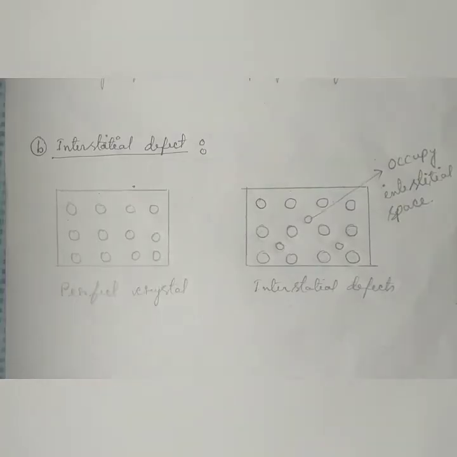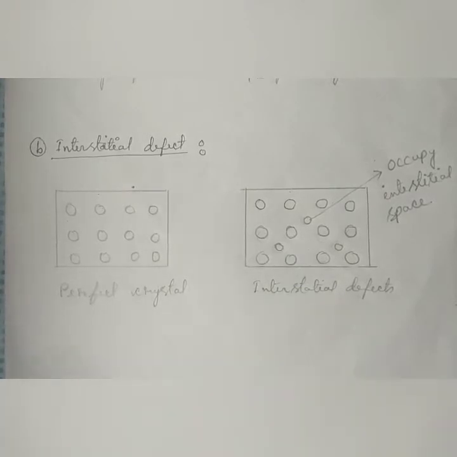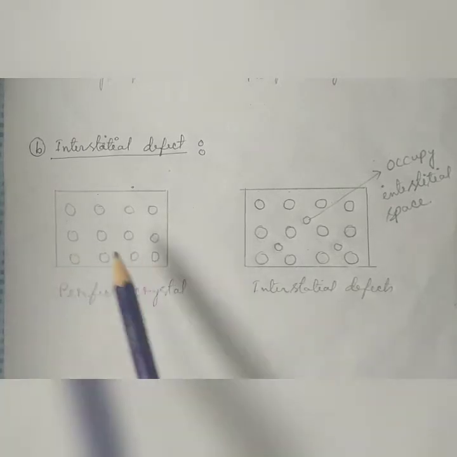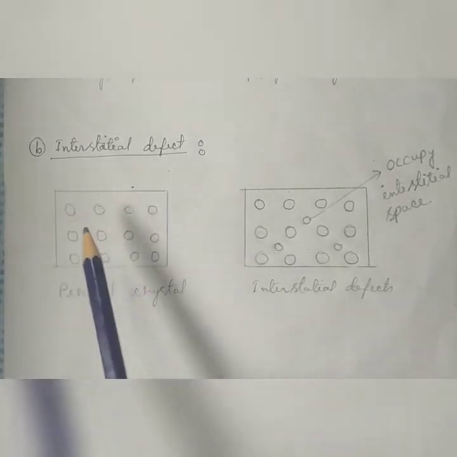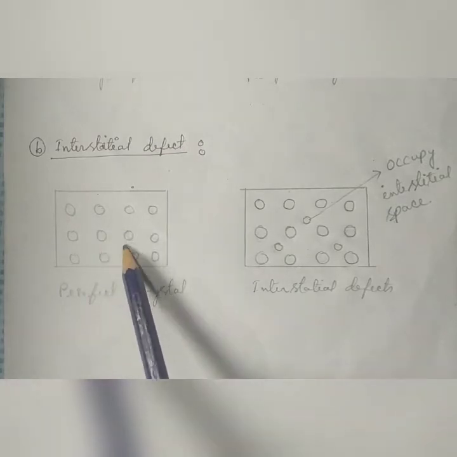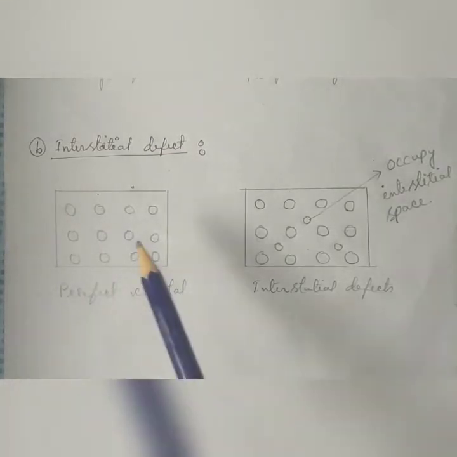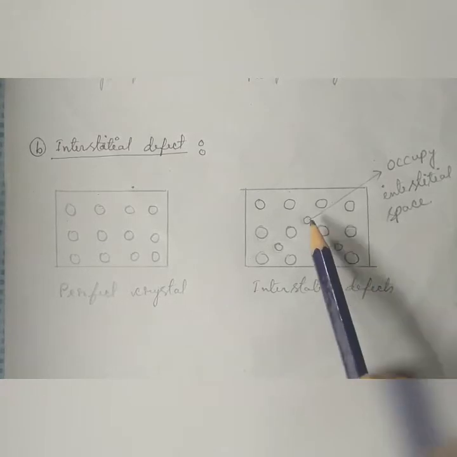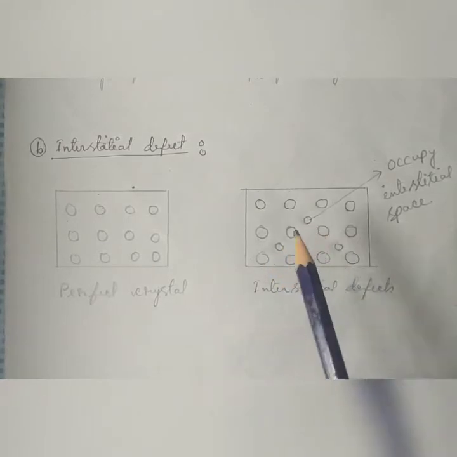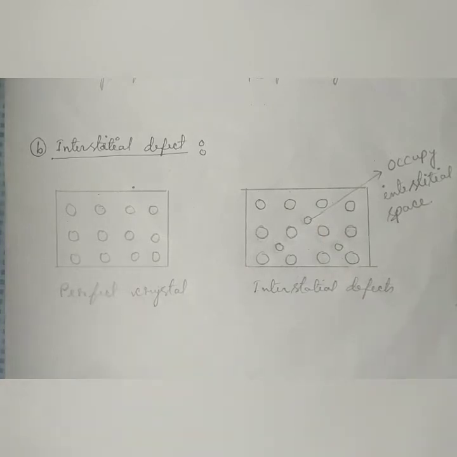So the second part of the stoichiometric defect is the interstitial defect. So what happens in an interstitial defect? Here also let us compare two structures. This arrangement is for a perfect crystal and this one is for interstitial defects. What is the difference between these two structures? In the first structure there are a total of 1 2 3 4 5 6 7 8 9 10 11 12 atoms, but here there are 3 extra atoms present at interstitial sites.